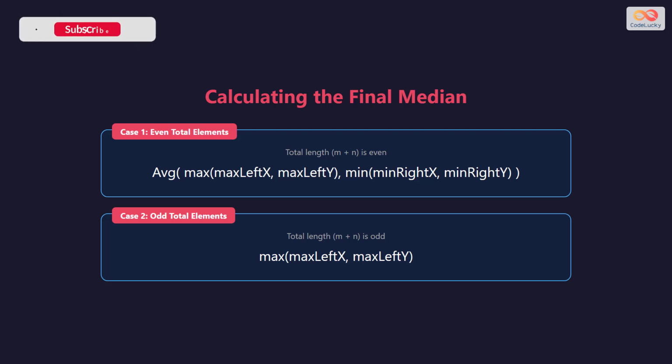Finally, once the correct partition is found, we calculate the median. If the combined total length is even, the median is the average of the largest value on the left and the smallest value on the right. If the total length is odd, the median is simply the largest value on the left side.